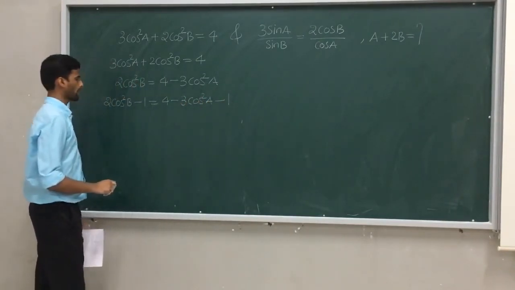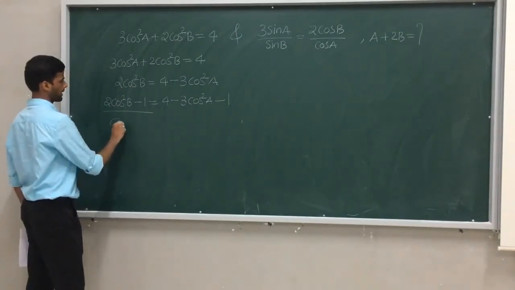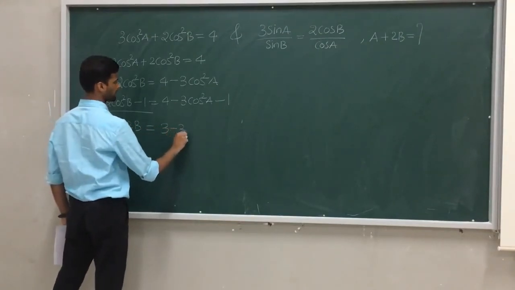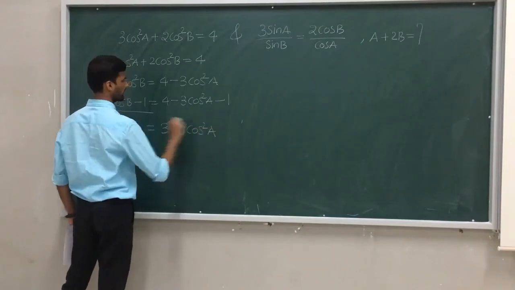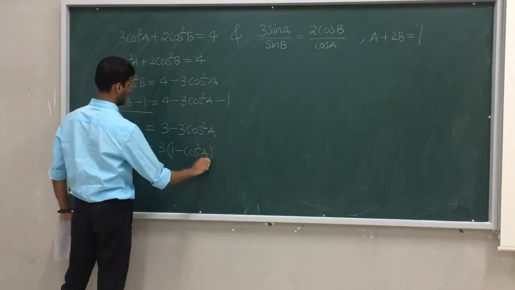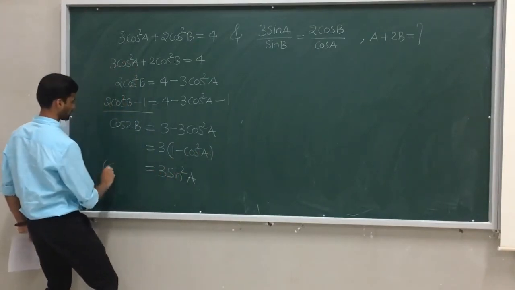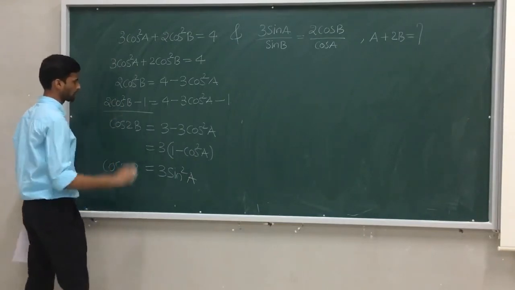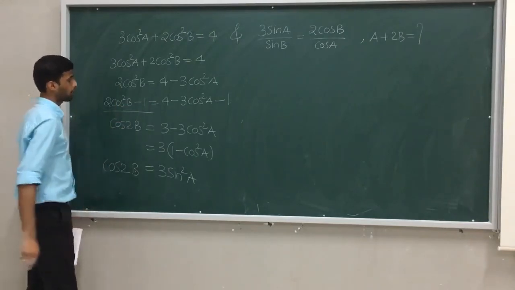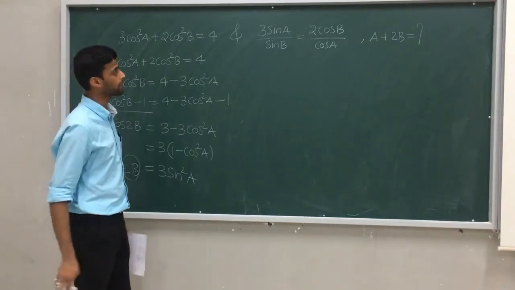2 cos square B minus 1 can be written as cos 2B, right? So it is equal to 4 minus 1, which is 3, minus 3 cos square A. If you take 3 common, it is 1 minus cos square A, and 1 minus cos square A is sin square A, so it is 3 sin square A. So I got cos 2B equal to 3 sin square A. What is the use of this? Because I got one angle, 2B.